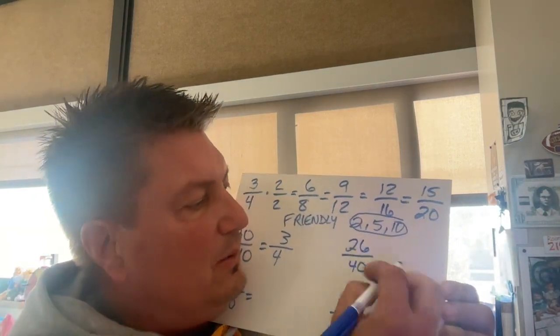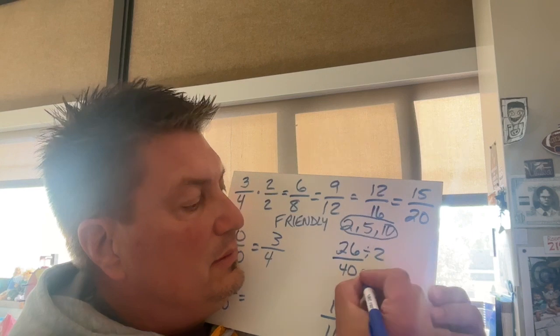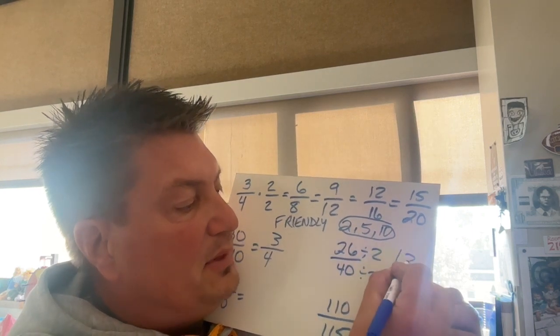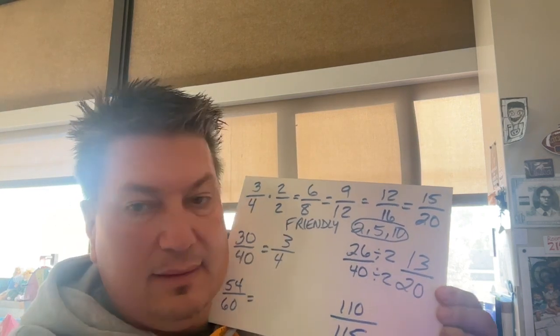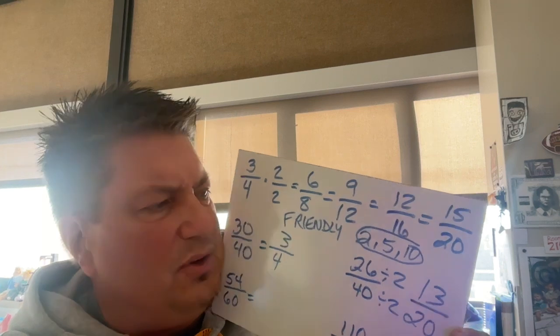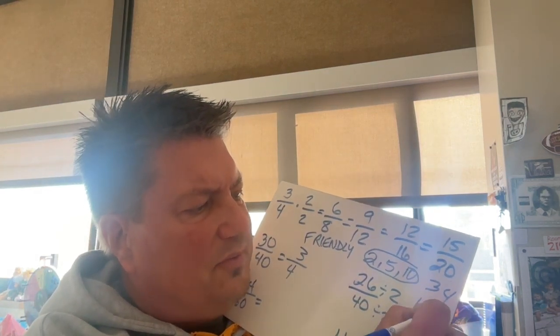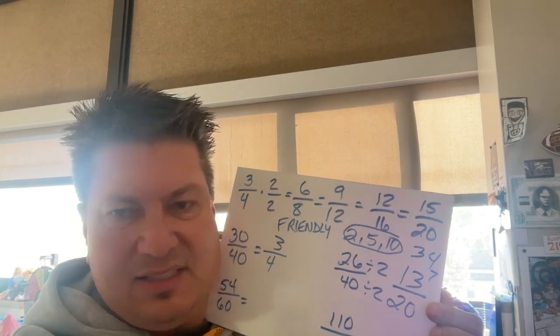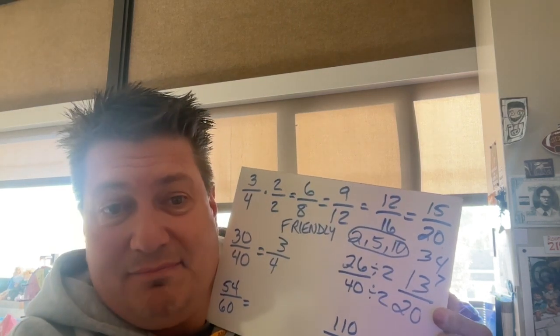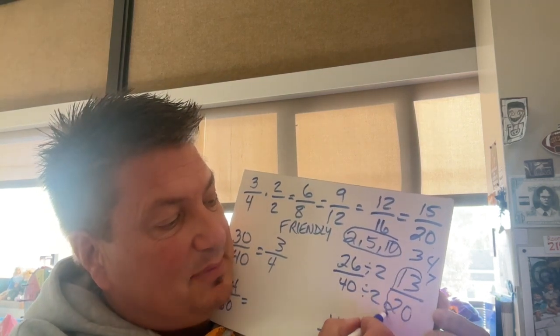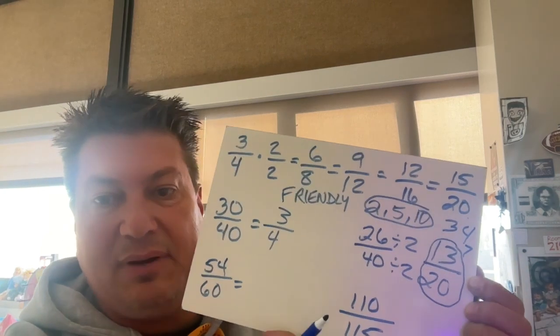26/40, we know that we can divide it by 2, and we can get 13/20. Then you have to ask yourself, are there any other numbers I can use, like 3s? Can I use 4s? Can I use 7s? Well, 13 is prime, so it's done. This thing is as simplified as it gets because we have a prime number there.